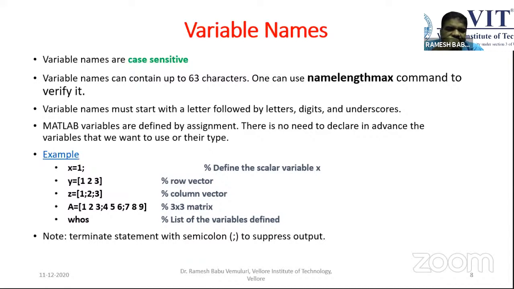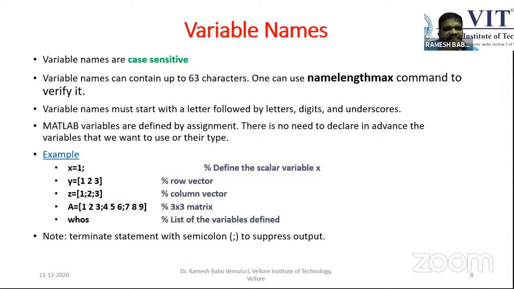In other programming languages digits might not be allowed, but MATLAB allows digits in variable names. Underscores and letters are very common in C, Python, and C++, whereas digits are allowed only in MATLAB. And MATLAB variables are defined by assignment, so there is no need to declare them previously.